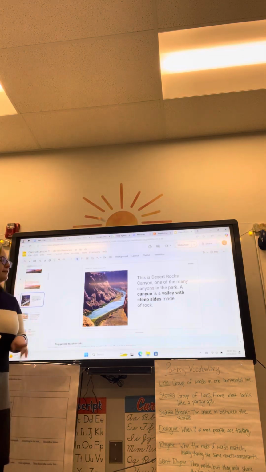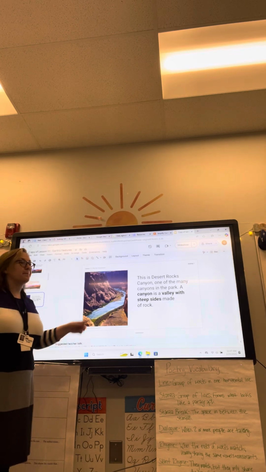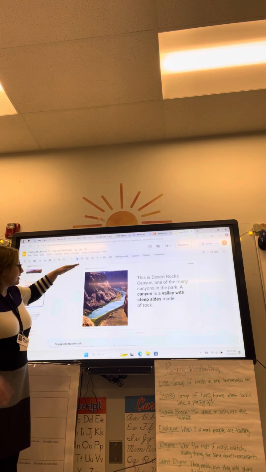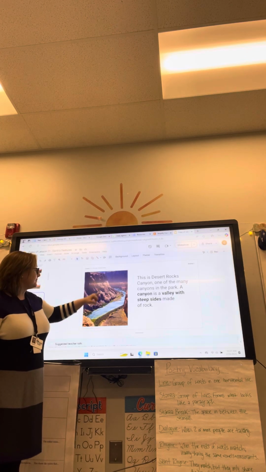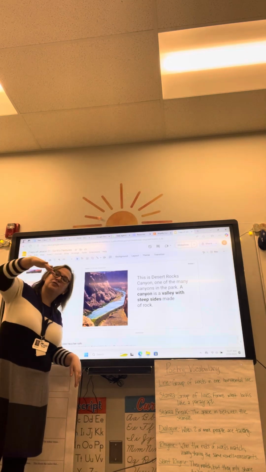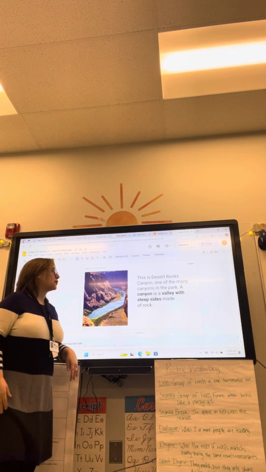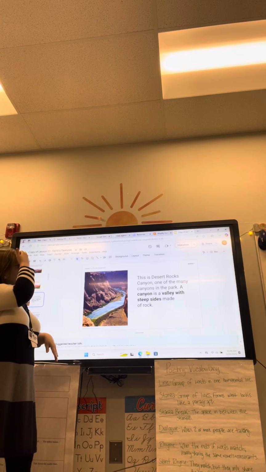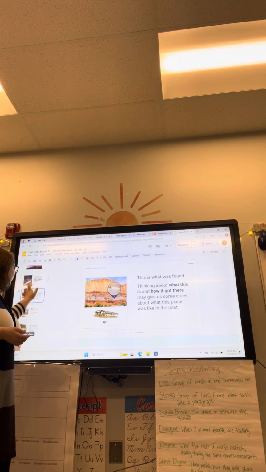We're gonna continue. So this is the Desert Rocks Canyon, one of the many canyons in the park. A canyon is a valley with steep sides made of rock. So notice how this is a valley, right? It's like there's land and then it kind of dips down. That's a valley. And then it has very steep sides, meaning that they don't just gradually slope down. It's like boom, right? It goes all the way down super quickly. And so that means that it has steep sides made out of rock. So because of that, we call it a canyon. So remember that term, canyon. We're going to keep on going.